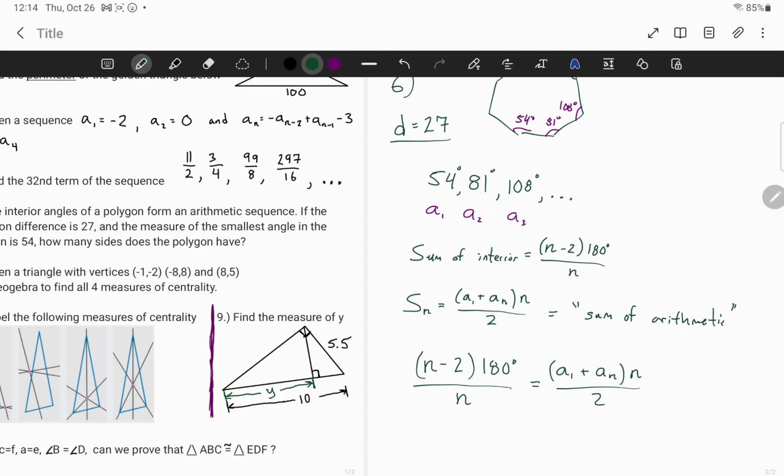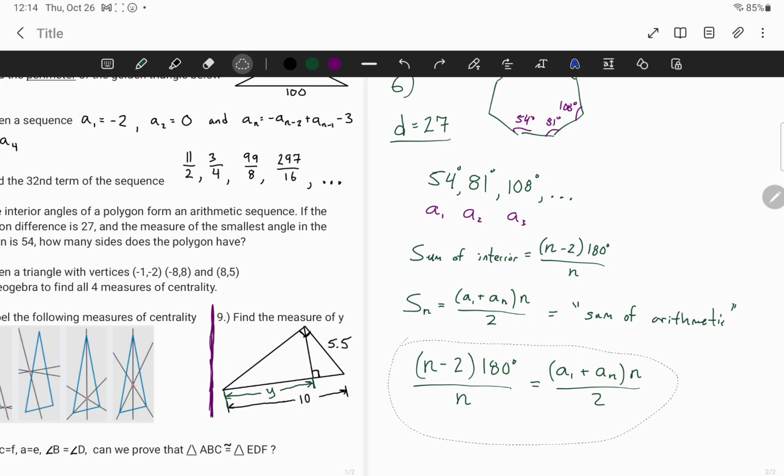Some of these things we can fill in, right? So we're trying to solve for n here. A sub 1 is 54. A sub n, we don't know what that is, but we do have a formula for that based on our common difference.